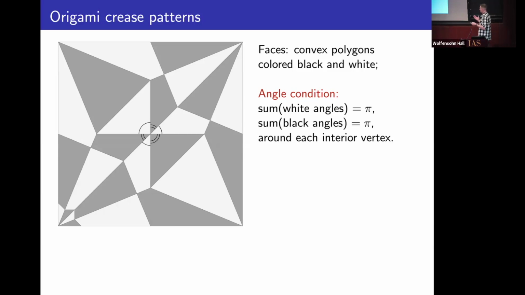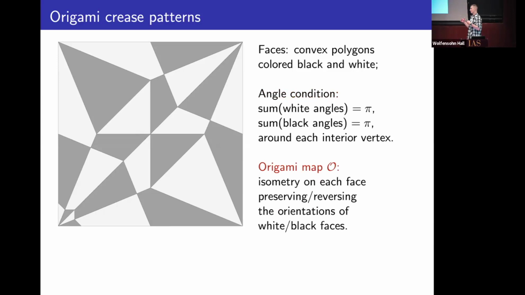And that's precisely the condition that is going to guarantee that you can fold this piece of paper into some kind of flat origami shape. Okay? If you have some experience with origami, so basically, rigorously speaking, there's this origami map, which is just by definition, an isometry on each face of this crease pattern, which flips the orientation of all black faces and keeps the orientation of all white faces.